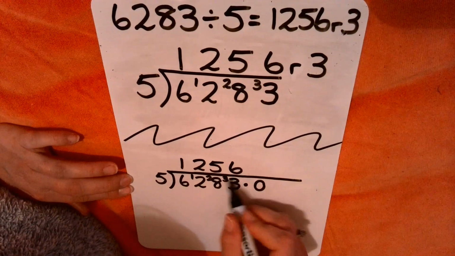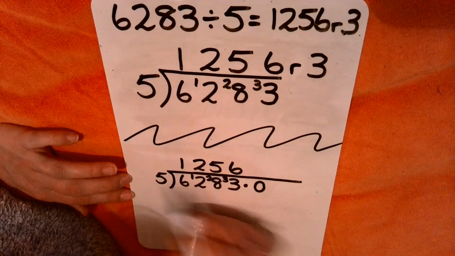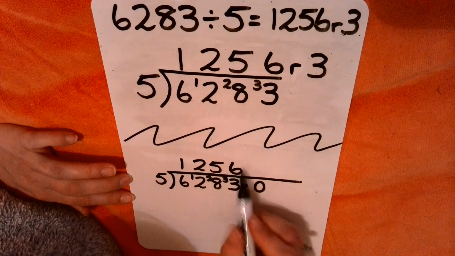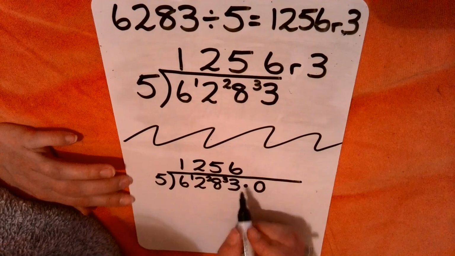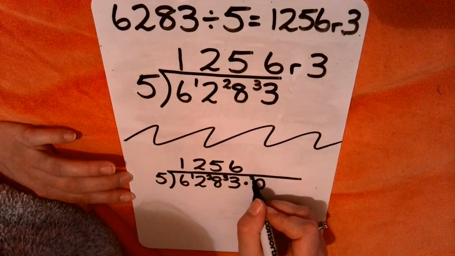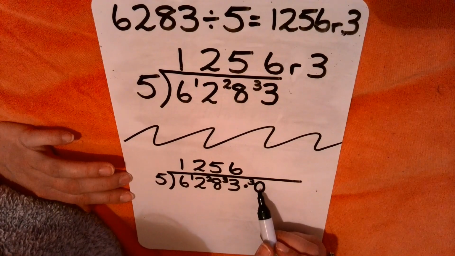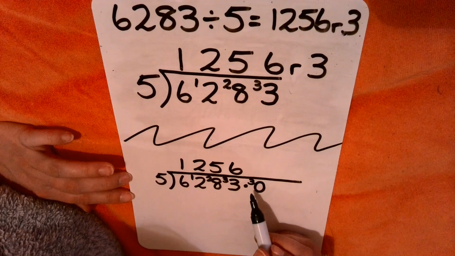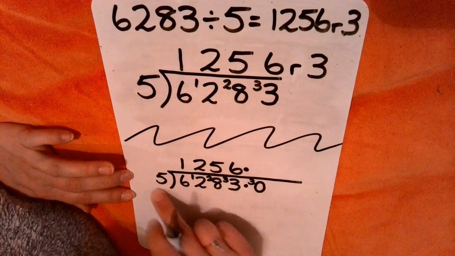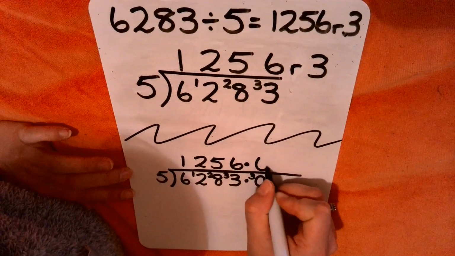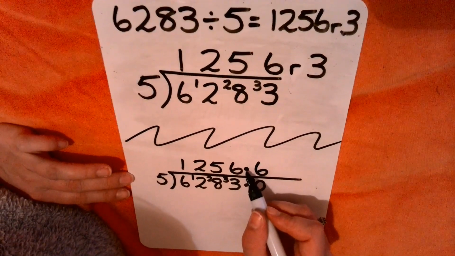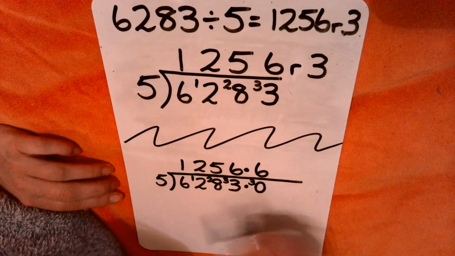The remaining value from the ones column, when I found how many 5's in 33, I found there were 6 5's in 33 with 3 left over. The 3 ones that were left over here, I can put into my tenths column. 30 tenths is the same as 3 ones, it's equivalent. I can now look at how many 5's go into 30. That's 6, because 5 times 6 is 30. I've remembered to put my decimal here to show that I'm looking at tenths, not at any other place value.